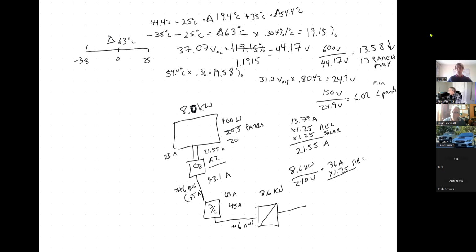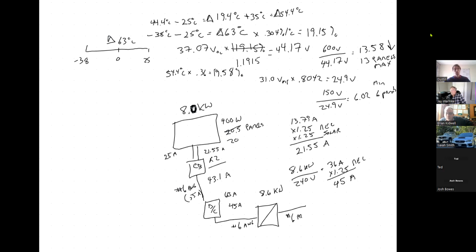So 36 amps times 1.25 is 44.8. Yeah, 45 amps, more or less. Yep, so 45 amps. It just sort of turns out these things are going to be very similar. It's not always that way. Well, at 45 amps, we already know from our table we still need number 6 wire.